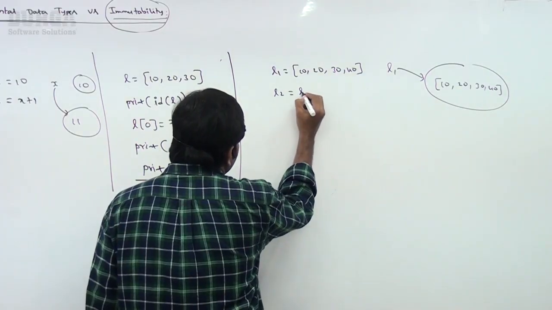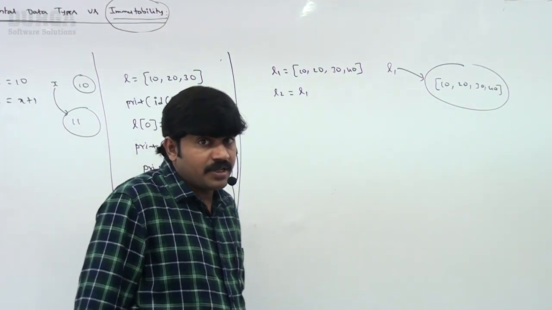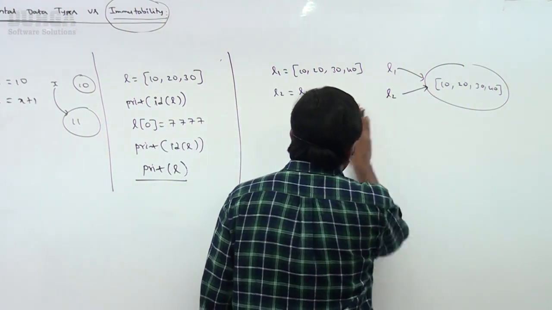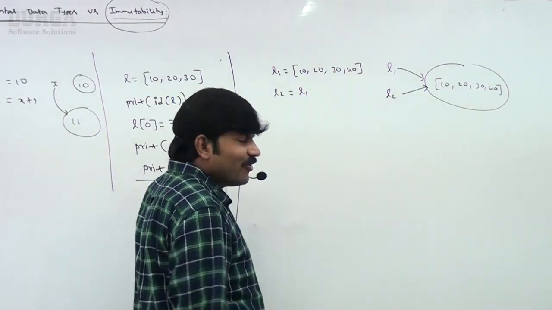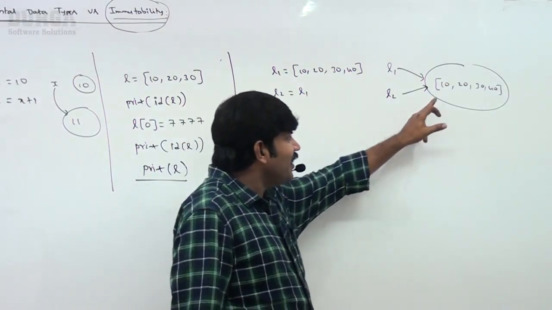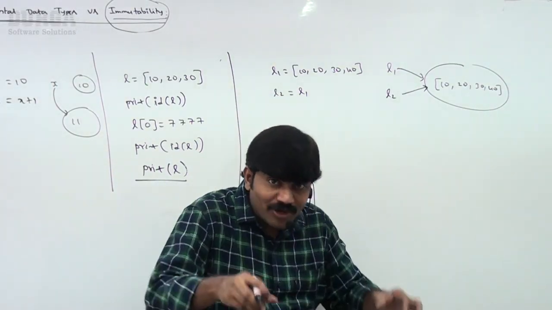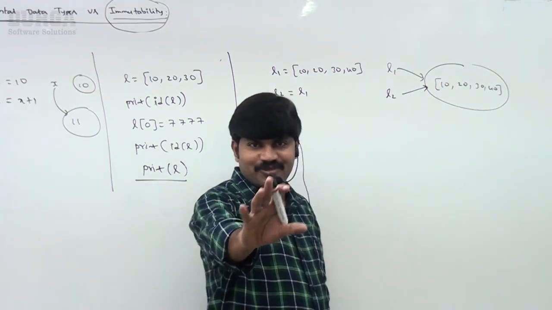L2 is equal to L1. What is the meaning of this one? L2 is equal to L1 means L2 is also pointing to L1 only. Now, how many list objects are there? One. But how many references are there? Two reference variables. Both reference variables point to the same object.